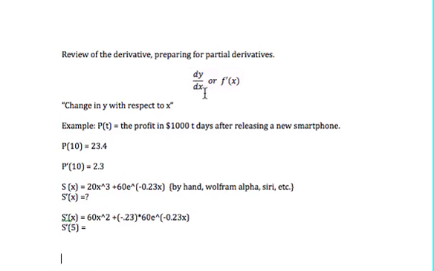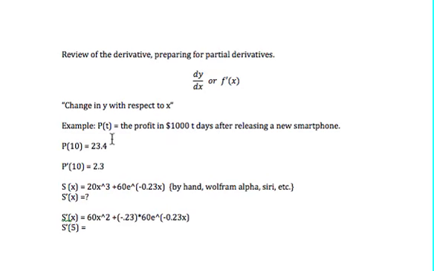So let's look at a particular example. Let's say I had a function p of t. So it's not y or x, but it's the same concepts. And p of t represents the profit in thousands of dollars t days after releasing a new smartphone. So maybe this is a Samsung or somebody's estimates of their profit t days after they release some new phone.